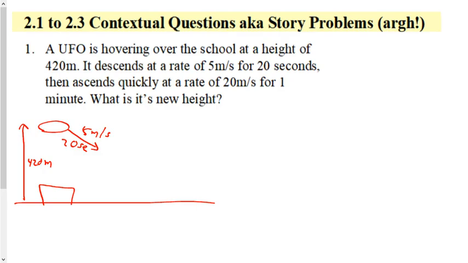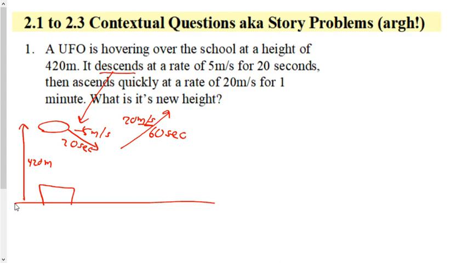So descends means it goes down, so I'm going to use a negative. That's the important part. If it says descends, please make sure you add the negative symbol to your number. And then it ascends quickly at a rate of 20 meters per second for 1 minute, which is 60 seconds. Please make sure if this is per second, you don't keep it as 1, because it's not 1 second. It's 60 seconds, 1 minute. That's what I think a lot of people are going to do.